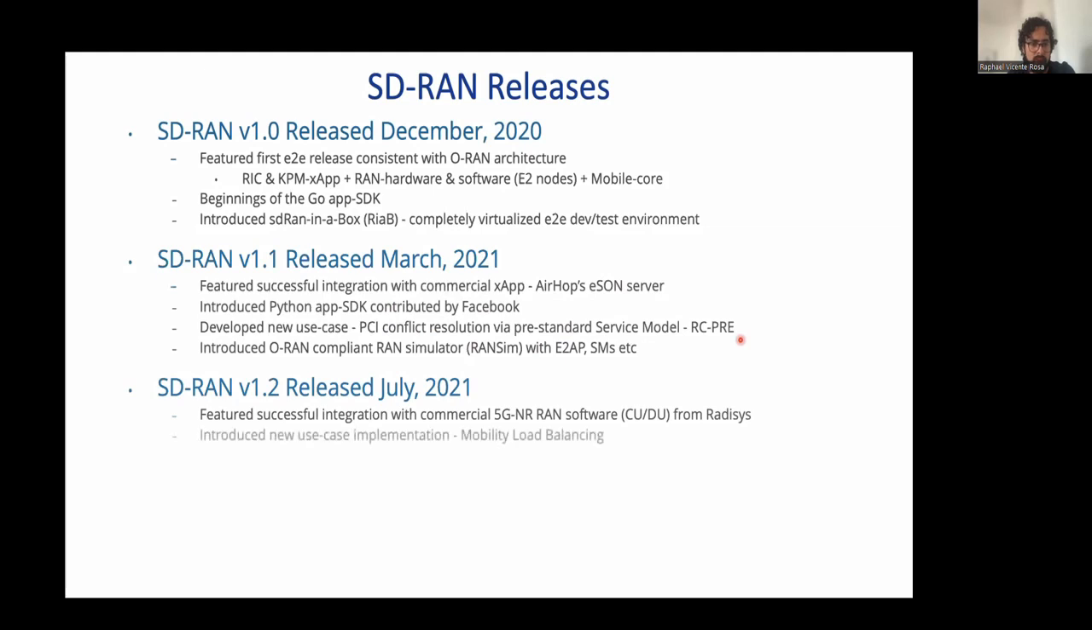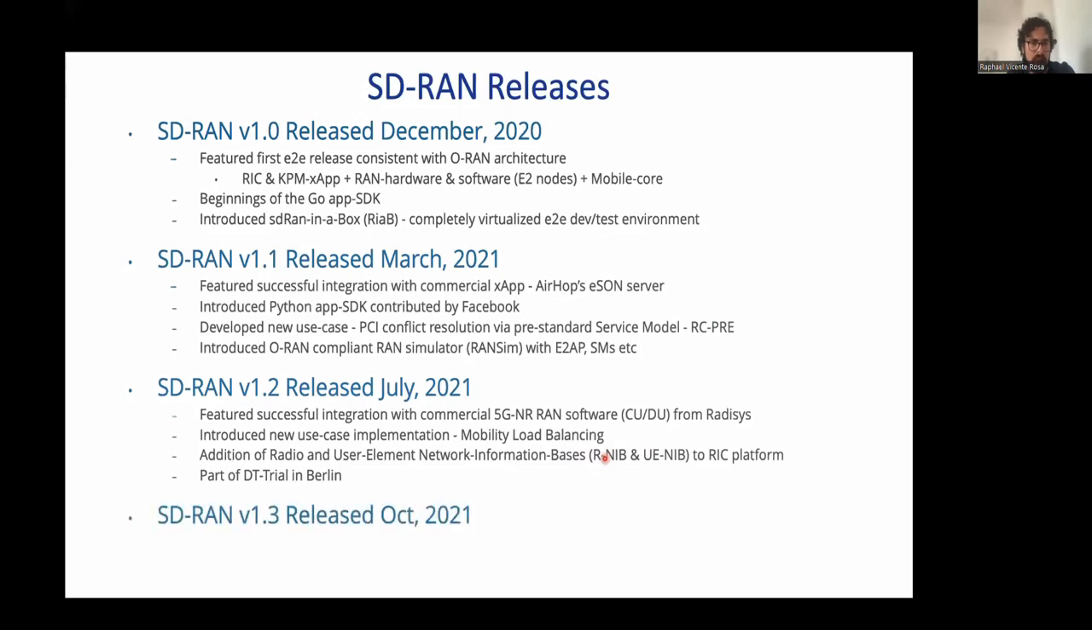In release 1.2, we had integration with a commercial RAN component, the DU, provided by Radisys. Similarly to the PCI, we used this RC-Pre with some enhancements on it. We had the definition of a mobility load balancing use case. Think of an xApp that was triggering mobility load balancing in the network. In addition, we had the definition of the RNIB and UENIB components for the RIG platform. And this platform in release 1.2 was part of the SD-RAN trial hosted by Deutsche Telekom in Berlin, that I'm going to explain later.